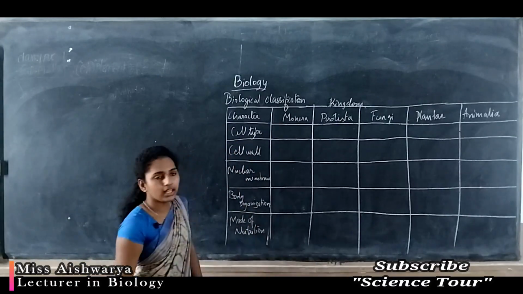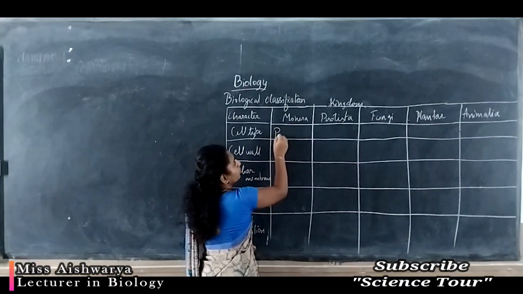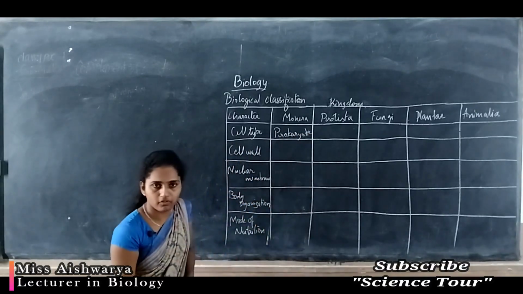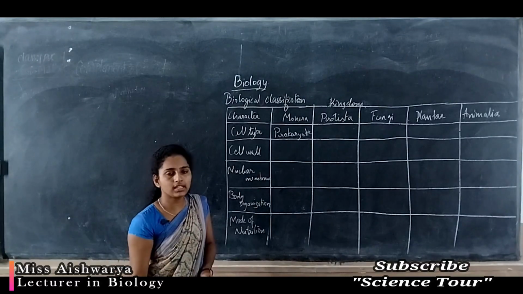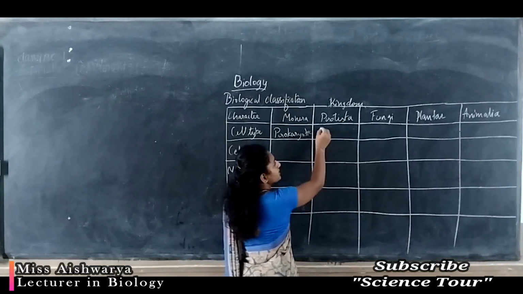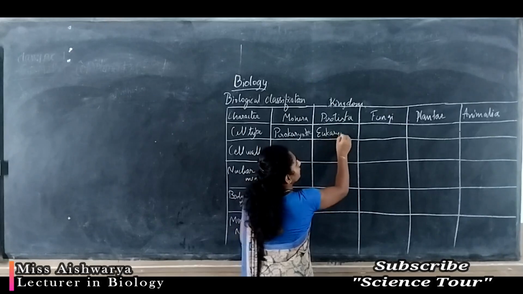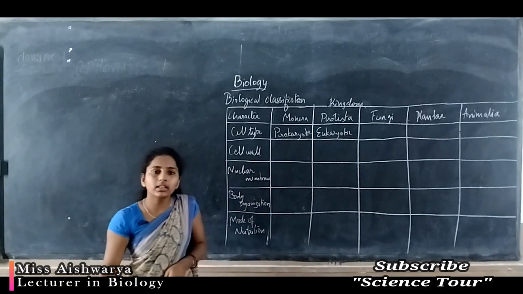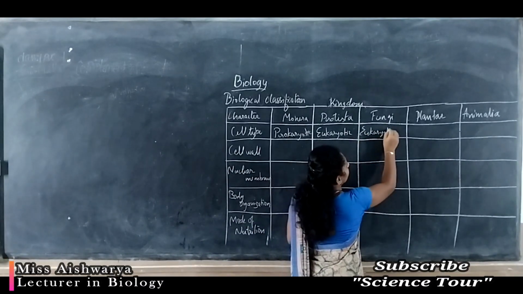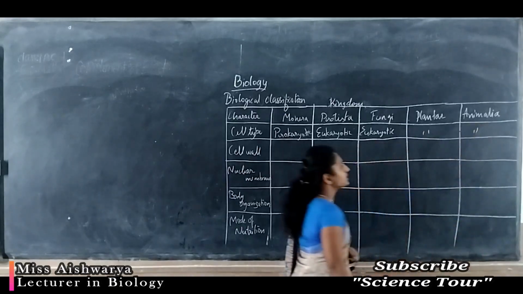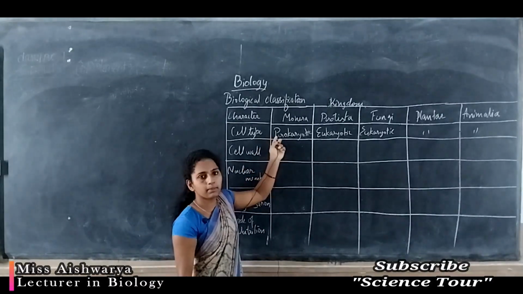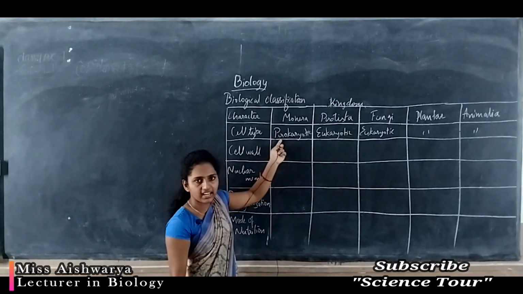Cell type: in Monera, you can see the cell type is prokaryotic. I have told what is prokaryotic, which is a primitive type of cell which will not contain a true nucleus, and also cell organelles are absent. That type of cell we call a prokaryotic cell. And Protista contain eukaryotic cells, which contain a true nucleus with all the cell organelles. Even fungi contain a eukaryotic nucleus. All of these contain eukaryotic cell type except Monera, which contain prokaryotic type of cell.